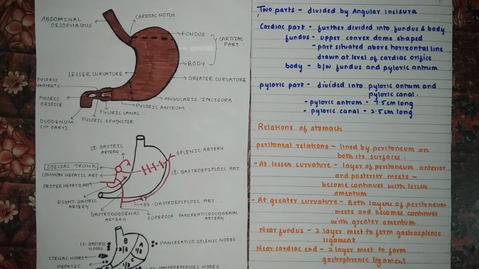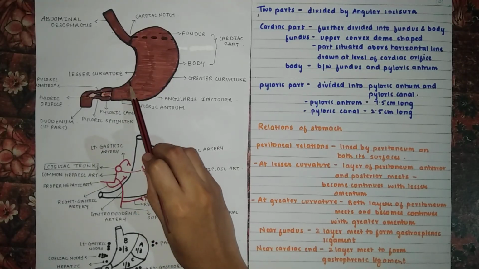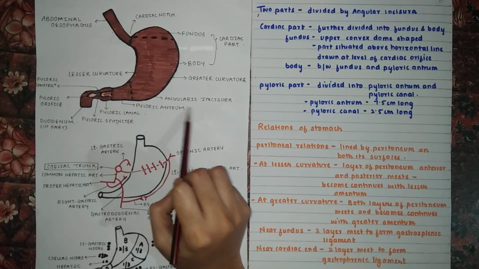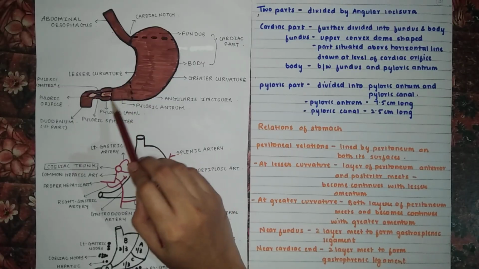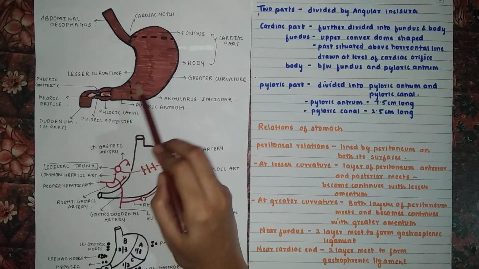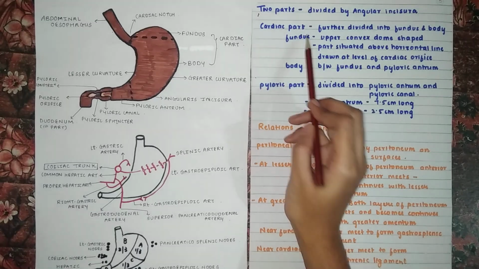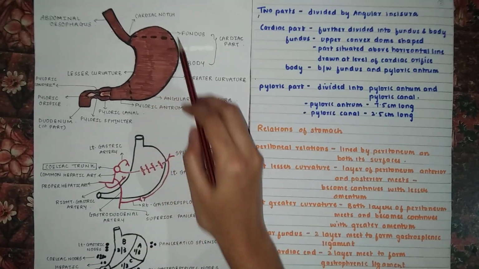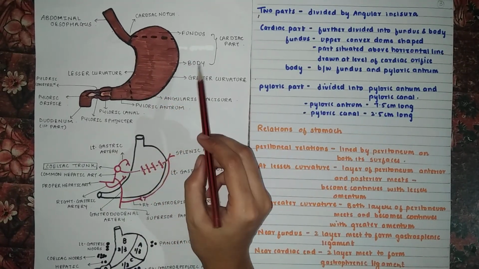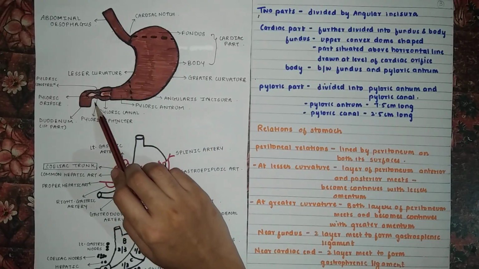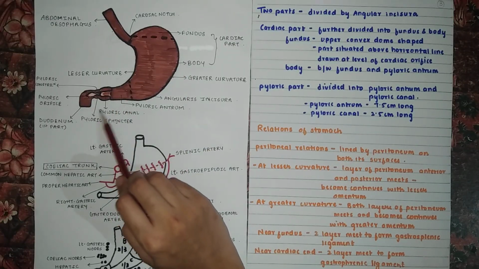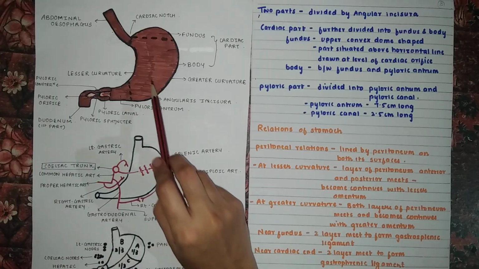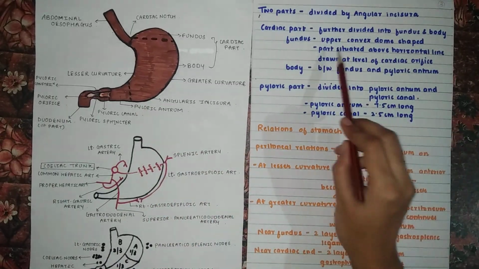It is divided into two parts by the angular incisura. It is an imaginary line called angularis incisura, because of which the stomach is divided into two parts, the cardiac part and the pyloric part. This is the cardiac part which includes the fundus and the body, and the pyloric part which includes the pyloric antrum and pyloric canal. So the cardiac part is further divided into fundus and body.